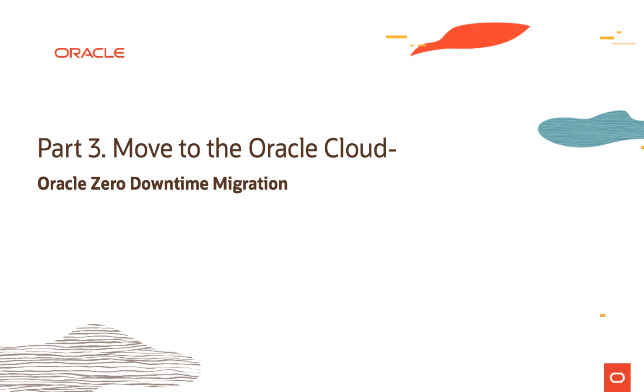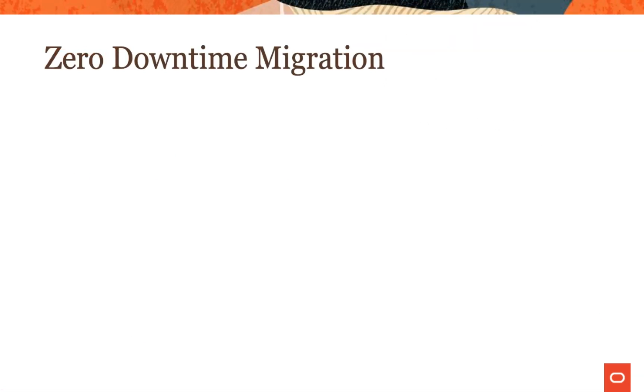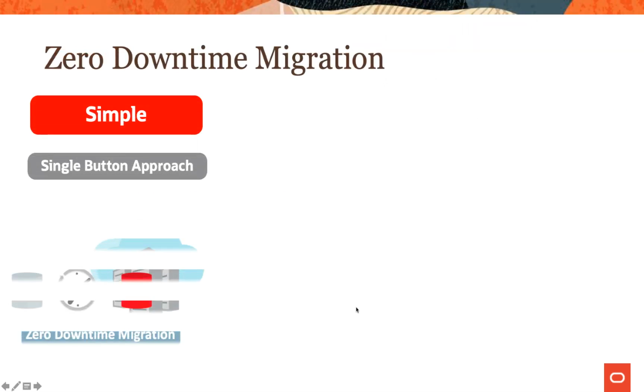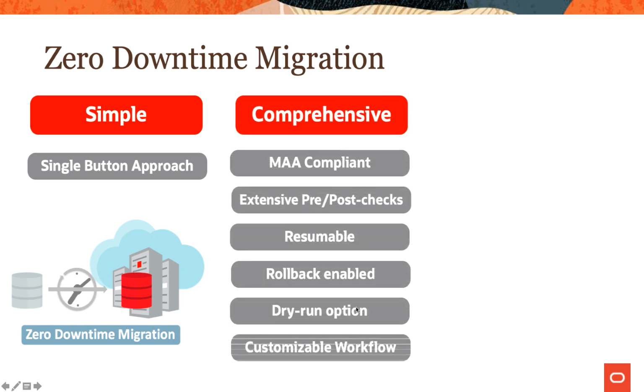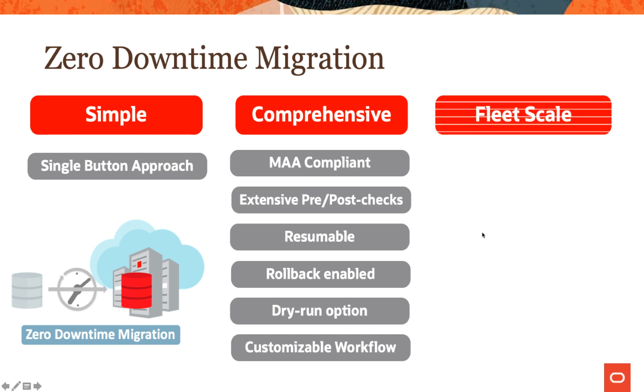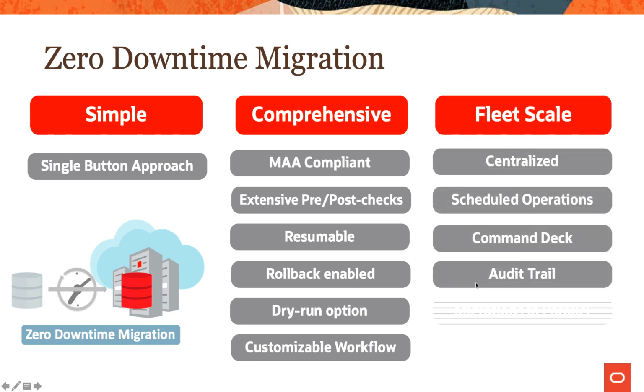Welcome back. We are going to discuss Oracle Zero Downtime Migration. Zero Downtime Migration enables easy as well as efficient migration of your on-prem database to Oracle Cloud. It leverages Oracle Maximum Availability Architecture, such as Active Data Guard kind of technologies, to minimize or eliminate the downtime. It's very comprehensive.